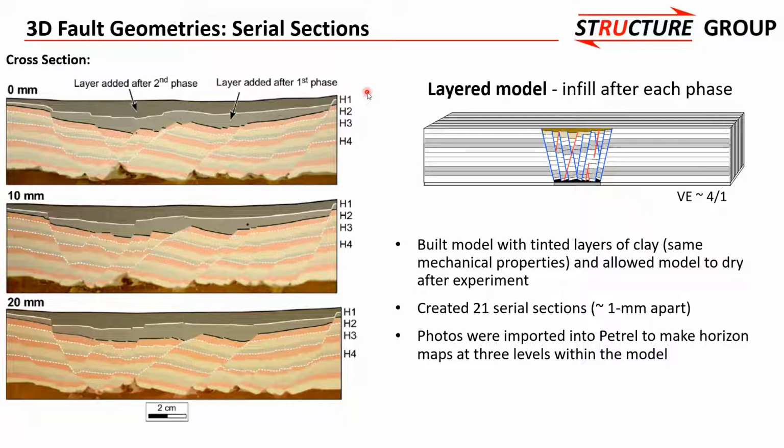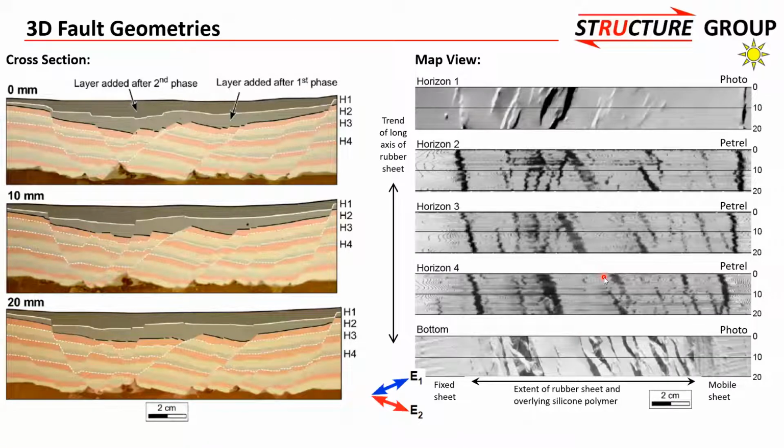And these photos were then imported into Petrel to make horizon maps, and also looked at just in the cross section to look at the fault geometries and make some comparisons in the three intervals that you see here. So at the 0, 10, and 20 millimeter intervals. So this was in my infancy of Petrel usage, so I would probably make a little bit better maps today.